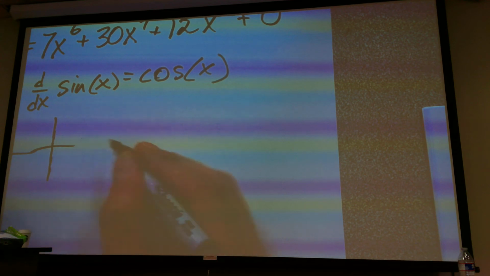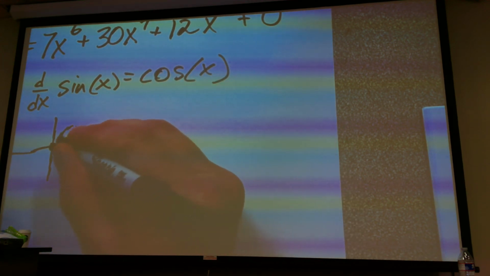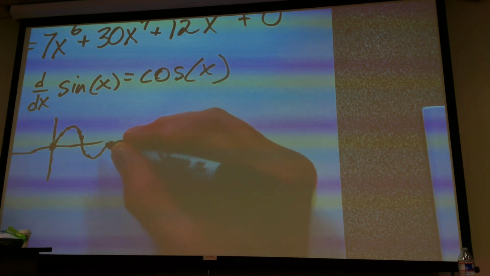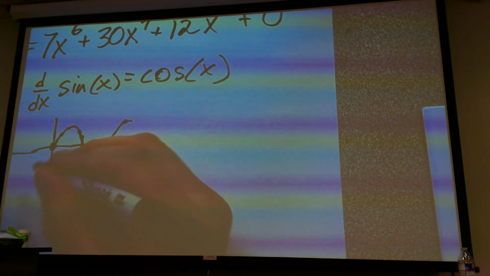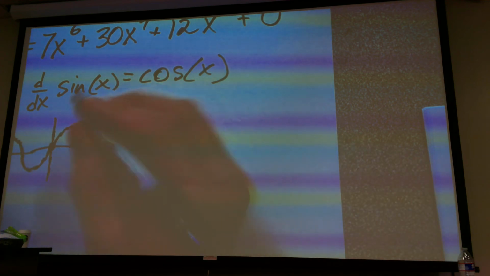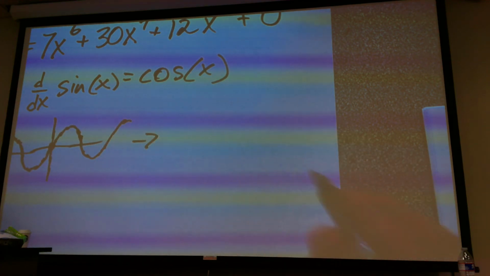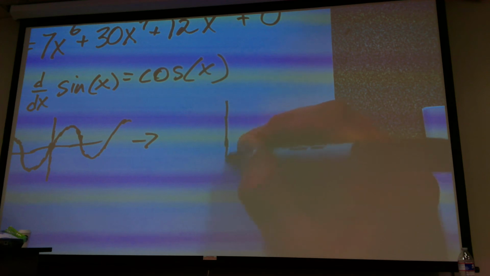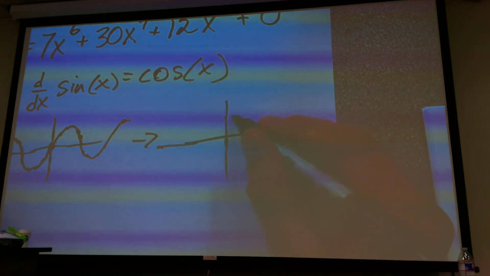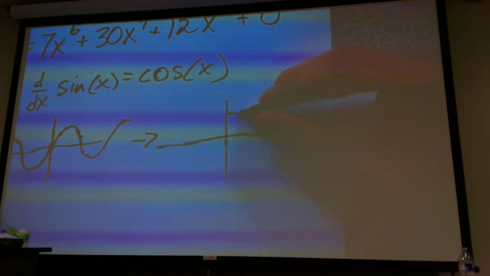Now sine of 0 is 0. Okay. Up, down, up. This region right here as well. So this is sine. Now if we consider its derivative, which is cosine, so cosine of 0 is 1.